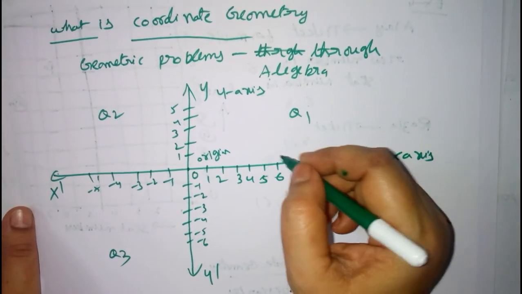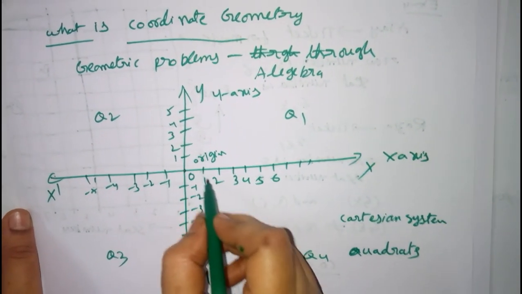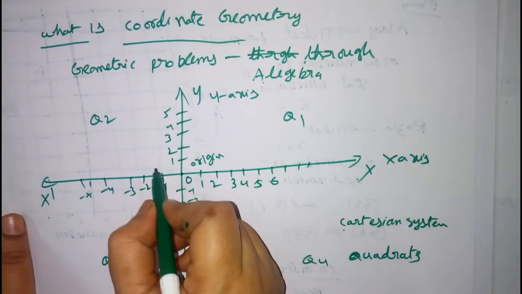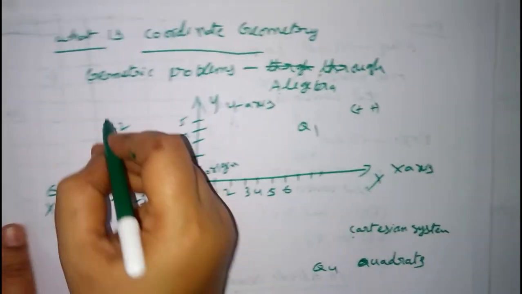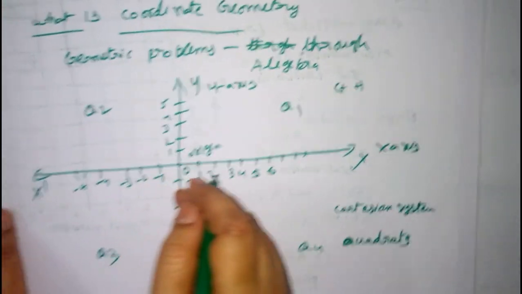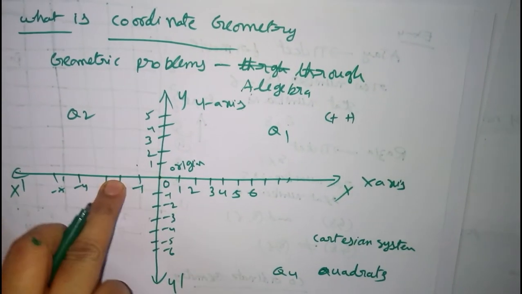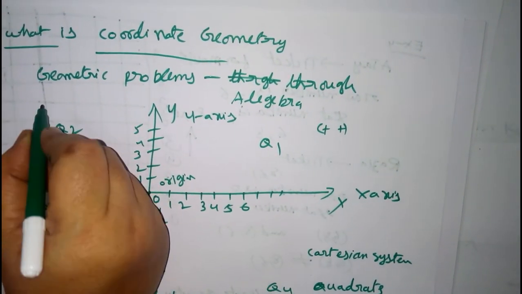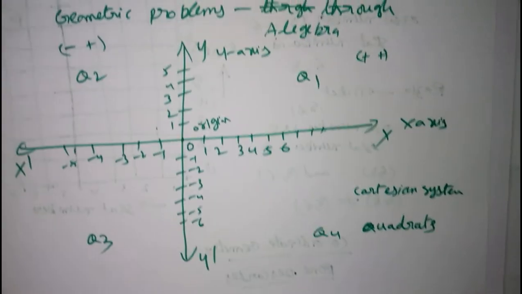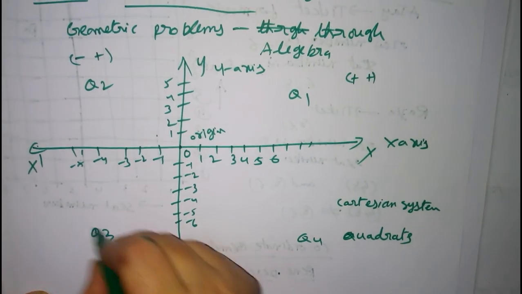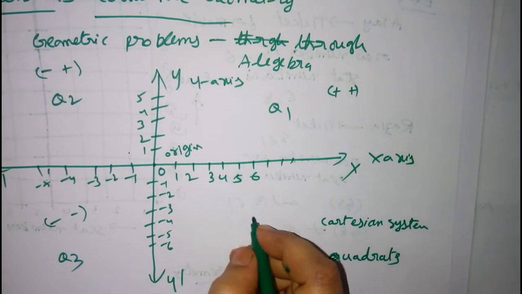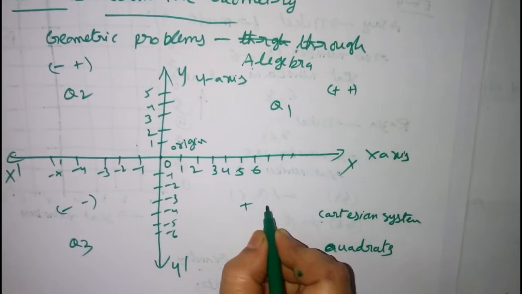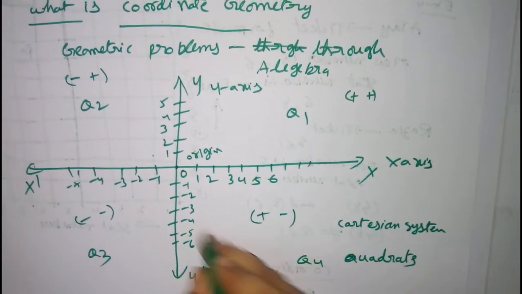Now in the first quadrant, x values are positive and y values are positive, both are positive. In the second quadrant, the x values are negative and y values are positive. In the third quadrant, x values are negative and y values are negative. In the fourth quadrant, x values are positive and y values are negative.